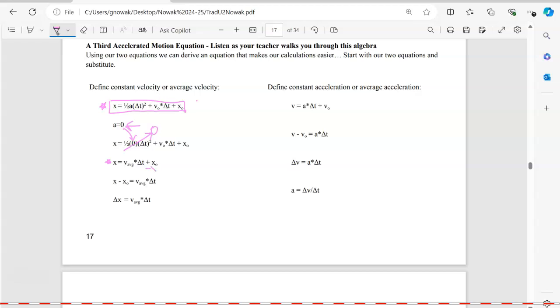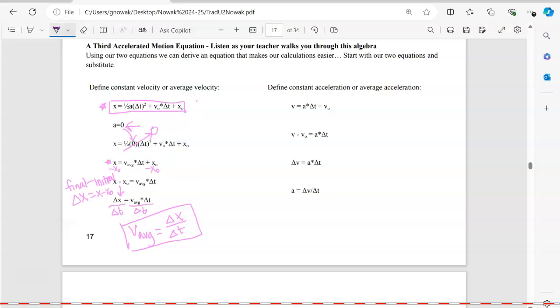Now I'm just going to subtract our initial position from both sides so that I'm left with final position minus initial position, which is just our delta x, right? Delta x equals x minus x naught. That's just our change in position, which leads us to this step. My final step I'm going to take is I'm going to divide by delta t on both sides. So I end up with v average equals delta x over delta t, which is kind of what we have been using so far.